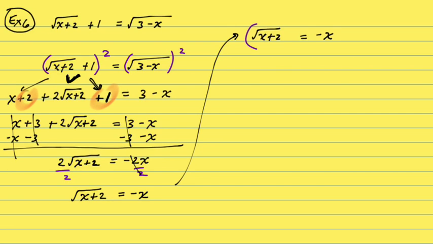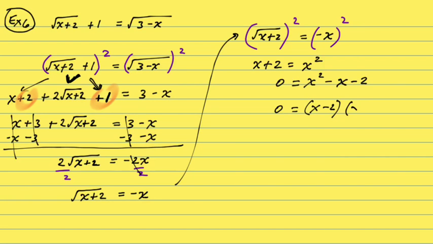How do I get rid of this radical? Square both sides. That gives me x plus 2 equals, a negative to an even power is a positive. Make it equal 0 by subtracting it over. Factor it. Find your solutions. Either one of these will work, both of them will work, or neither one of them will work. How can we tell? By plugging them into the original.